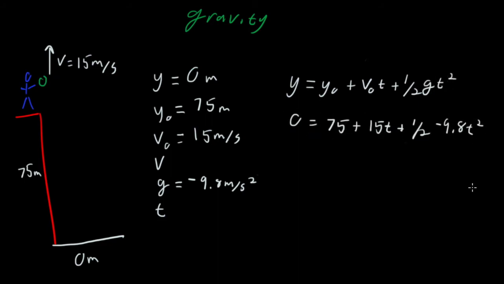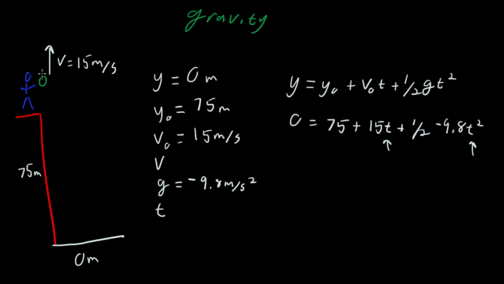Now when I set this up, you might notice something. I have two spots where I have my unknown variable, t and t squared. What kind of equation is this? Well, this is a quadratic equation. And that should make sense because my motion is going to be a parabola.